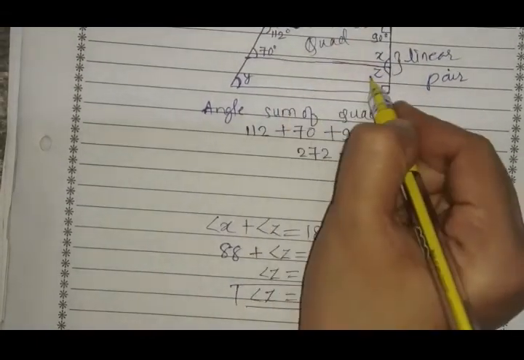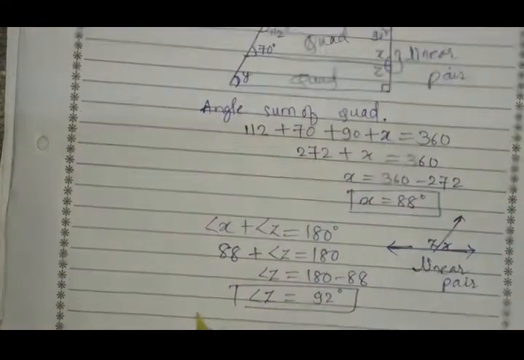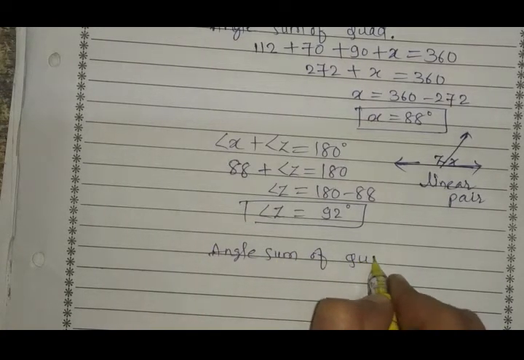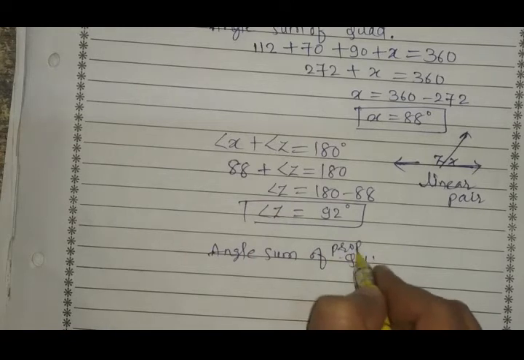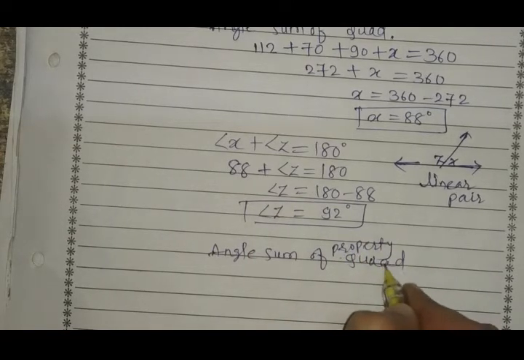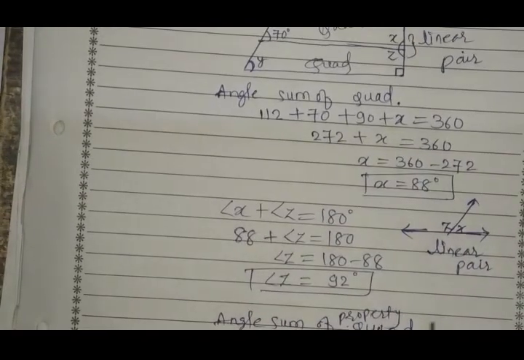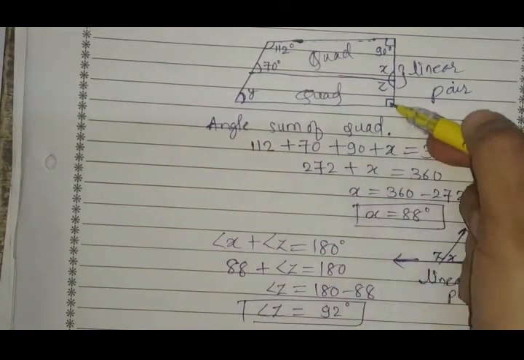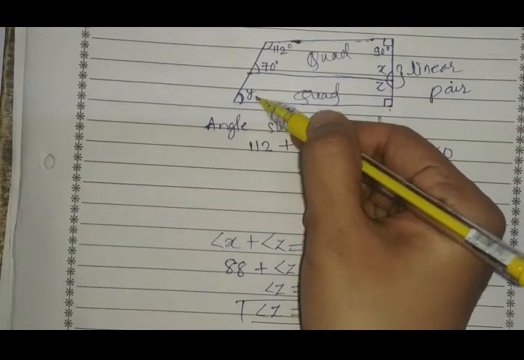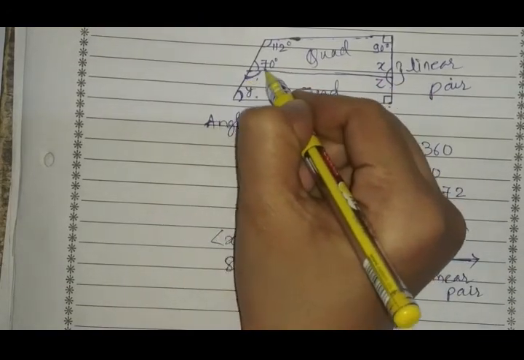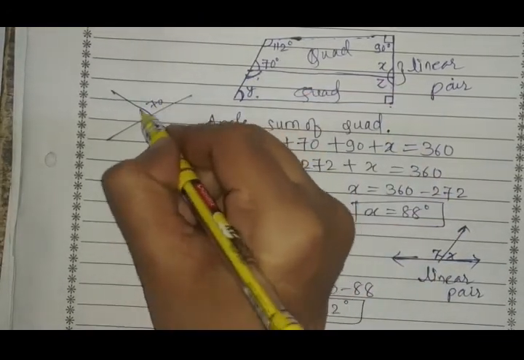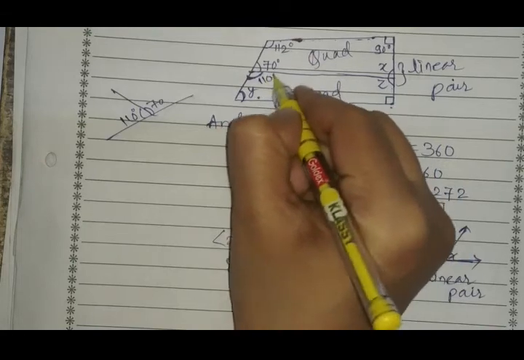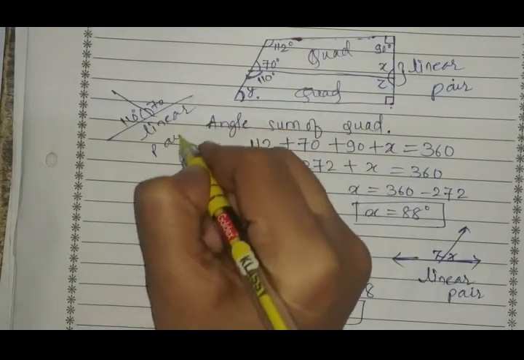Now again, if we see, this is also a quadrilateral. So again by using the angle sum property of a quadrilateral, this is angle z, which we got as 92 degrees, this is 90, and this y we need to find out. And again, if you notice here, this angle is 70 degrees, so its linear pair is going to be 110. The reason is again linear pair angles.